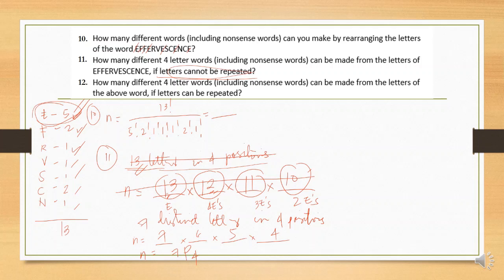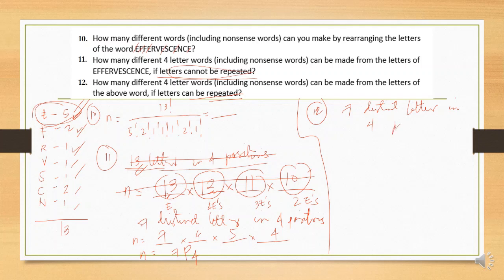Okay? So, this one, the last one, number 12 pala, how many different 4-letter words can be made from the letters of the above word if letters can be repeated? So, pag marirepeat siya, ang ginagawa natin, arranging 7 distinct letters in 4 positions.